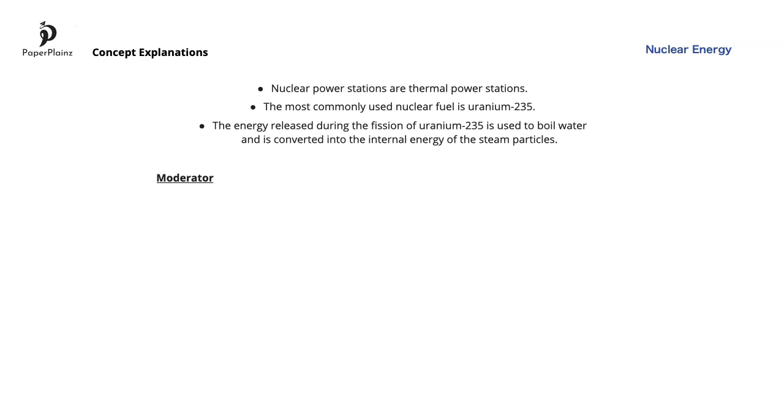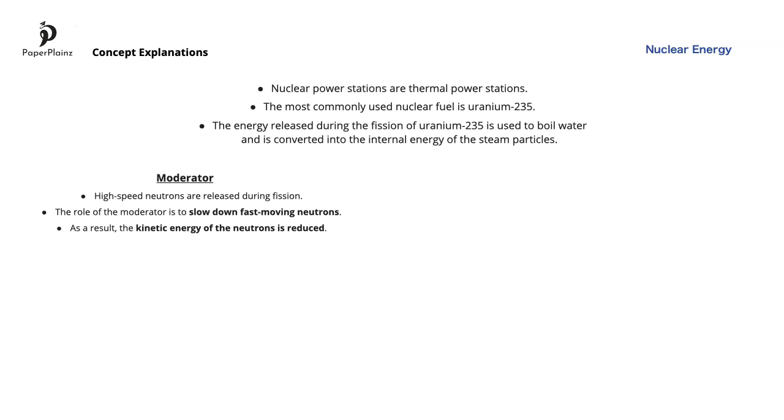The first one is the moderator. During fission, high-speed neutrons are released in the nuclear reactor. The role of the moderator is to slow down these fast-moving neutrons. As a result of this process, the kinetic energy of the neutrons is reduced. This is important because slow-moving neutrons are more likely to cause further fission. Therefore, the moderator ensures that fission is maintained in the reactor. Since the role of the moderator is not to absorb but to slow down fast-moving neutrons, moderators are made of materials that are poor absorbers of neutrons.